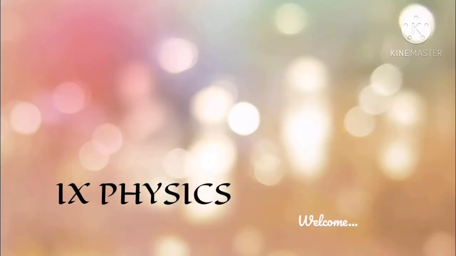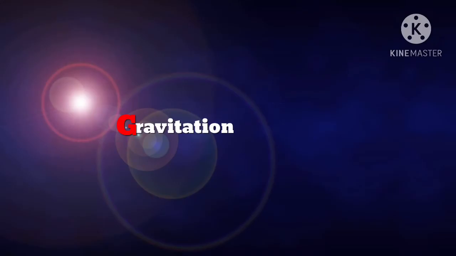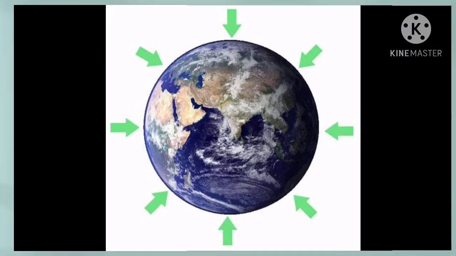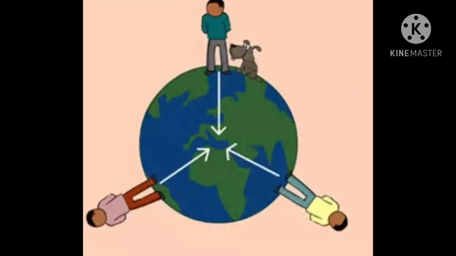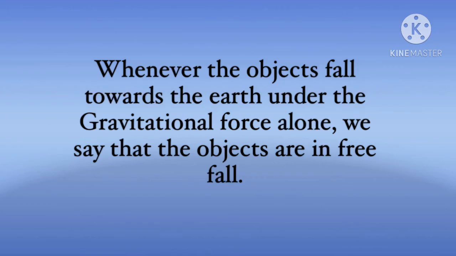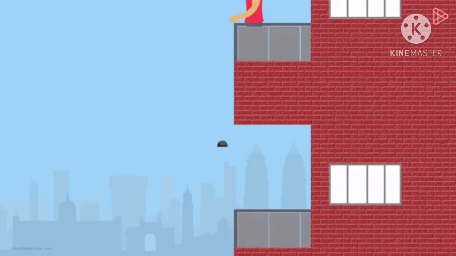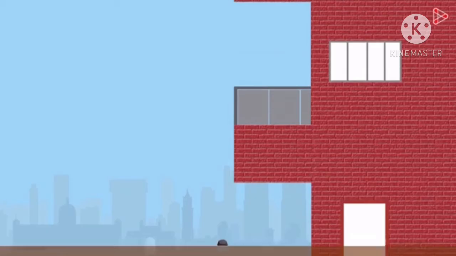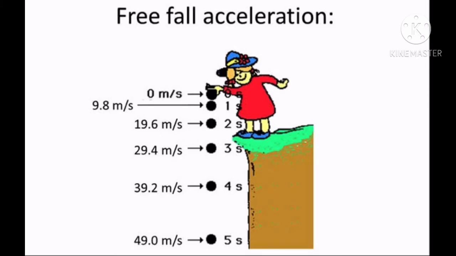Welcome back. Let us continue the same chapter, that is gravitation. We understood that the earth attracts objects due to gravitational force. Whenever the objects fall towards the earth under the gravitational force alone, we say that the objects are in free fall. When the object is falling towards the earth, there will be no change in the direction of motion.